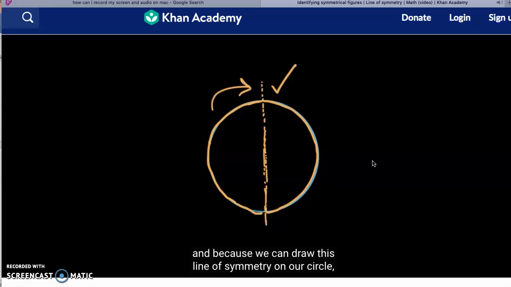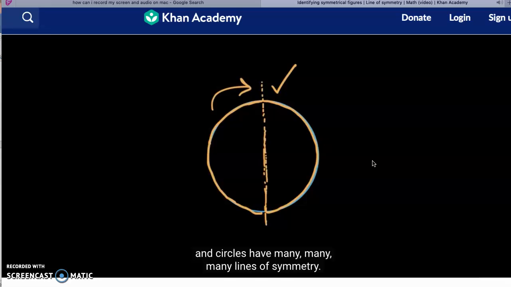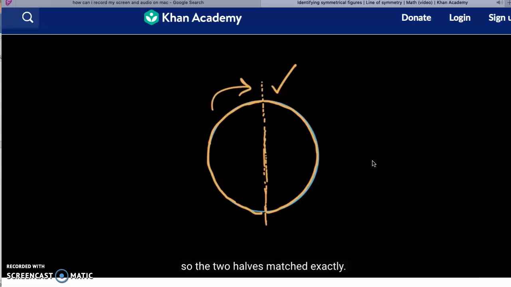And because we can draw this line of symmetry on our circle, it means that our circle is symmetrical. Shapes are symmetrical if they have at least one line of symmetry. And circles have many, many, many lines of symmetry. There were many places we could have drawn a line and folded it so that it worked, so the two halves matched exactly. But here's one, and as soon as we find one, we know we have a symmetrical shape.